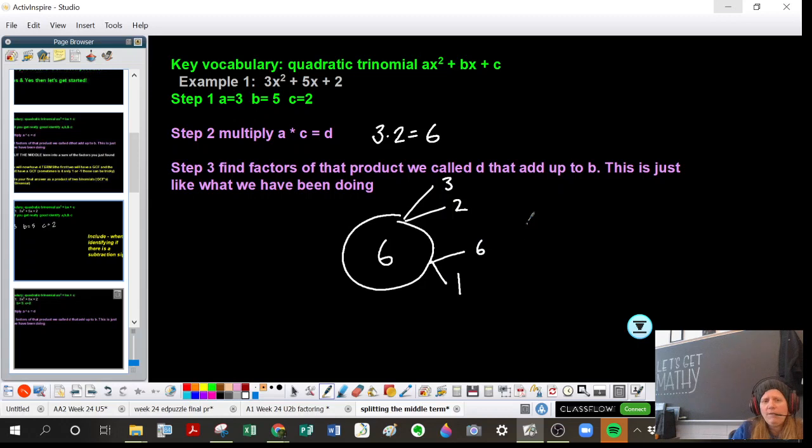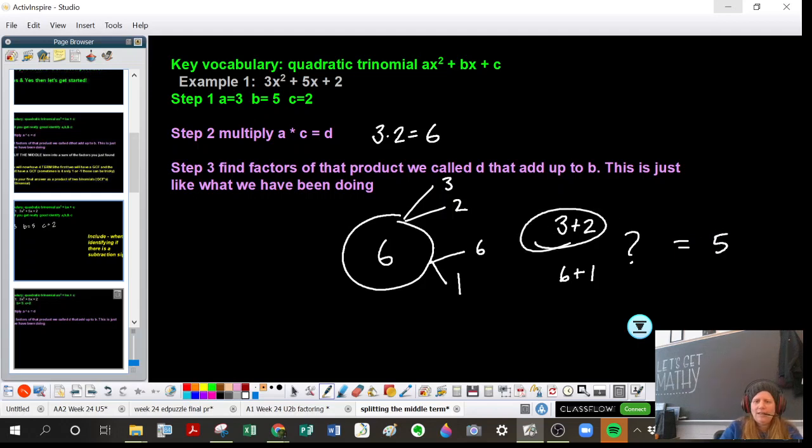And remember how before we were looking for the factors that added up to our middle term? So now we kind of think a little mental math. Which one of these would equal 5? Ding, ding, ding, ding, ding. You got it. 3 plus 2 equals 5. So everything's kind of the same up to this point outside this little multiplying the A times C.